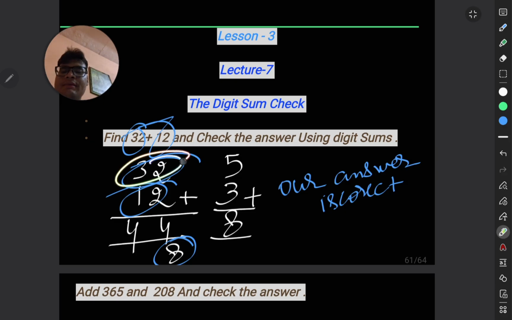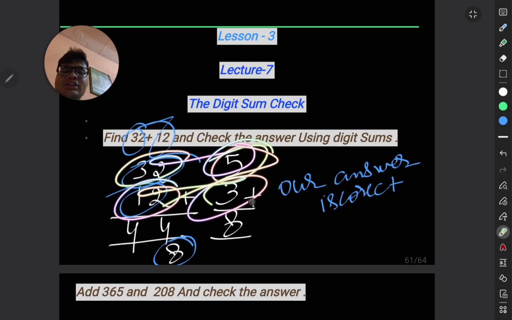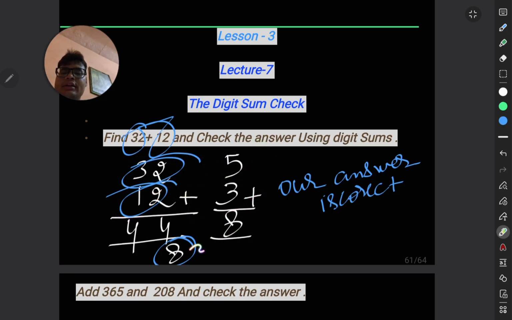So we will find the digit sum of the first number, and we will find the digit sum of the second number, and add these digit sums. And we will match this answer we get by adding the digit sums with the digit sum of the final answer. Okay, we get here, yes, our answer is correct. We will move on to the next question to understand this topic.